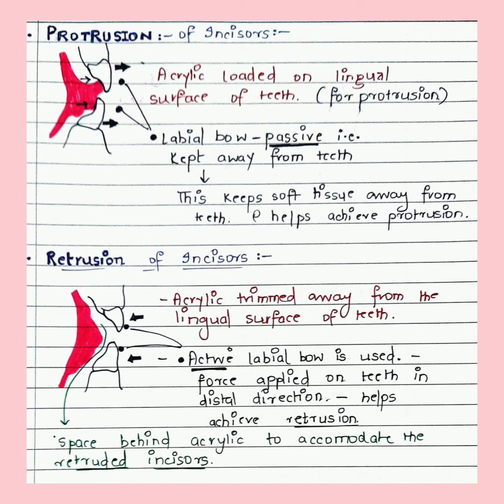Trimming for protrusion of incisors. Here the acrylic will be loaded on the lingual surface of the teeth, because we want to protrude the teeth. We want to bring them forward since they are retruded. Here the labial bow is passive, that is, it is kept away from the teeth. This acts as a lip shield, keeping the forces of the lip away from the teeth, because we want to protrude them. So it keeps soft tissue away from the teeth and helps us achieve protrusion.